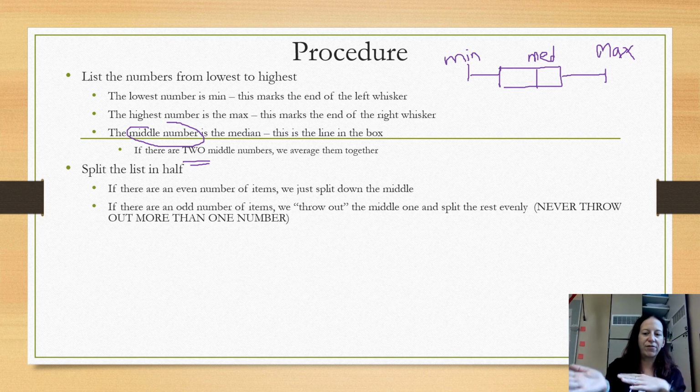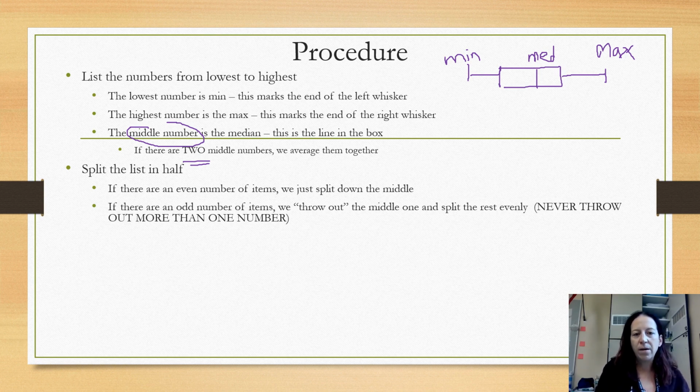So you have your lower half and your upper half. If there's an odd number of items, you can't split it right down the middle because you've got this middle number in there, and where does that middle number go? Does it go with the bottom half or the top half? The answer is neither. You just throw out the middle number and take whatever's left over. Never throw out more than one number.